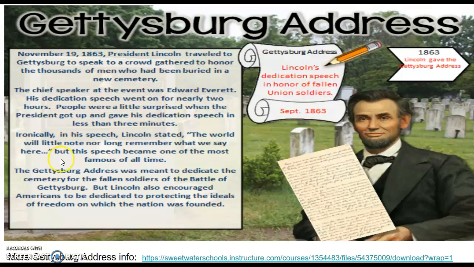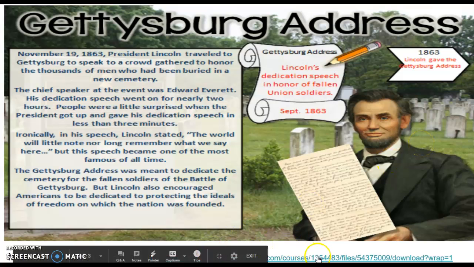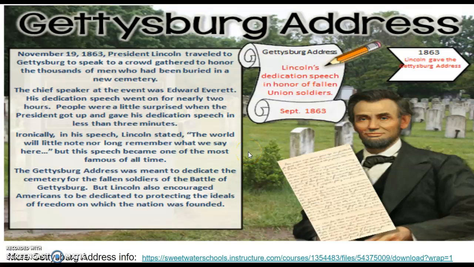And like I just mentioned, it turned out to be one of the most iconic speeches that President Lincoln would ever give in the United States. So here's some more information that you can click on if you want to know a little bit more about the Gettysburg Address. But again, for your assignment, you can read the entire Gettysburg Address, and just get a feel for what he's saying, what the key components are, and how it relates to the Civil War and his vision for America as the Civil War still rages on.